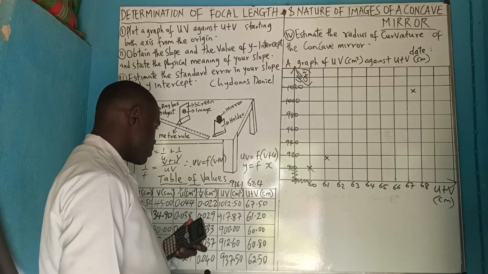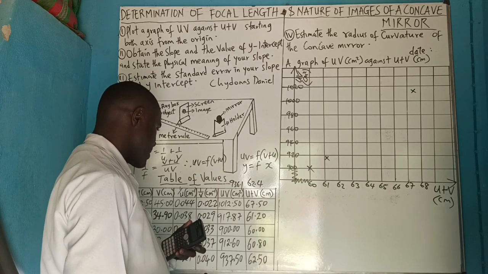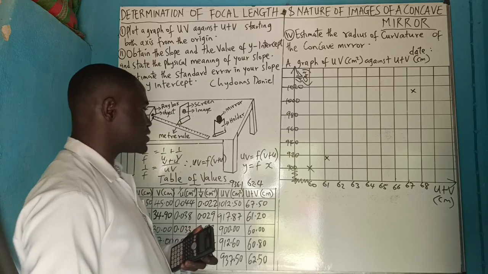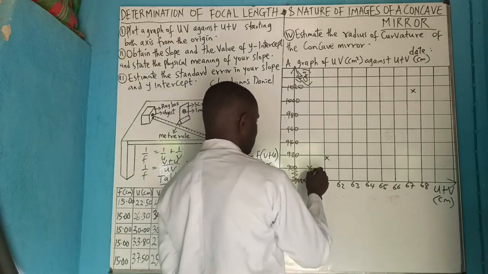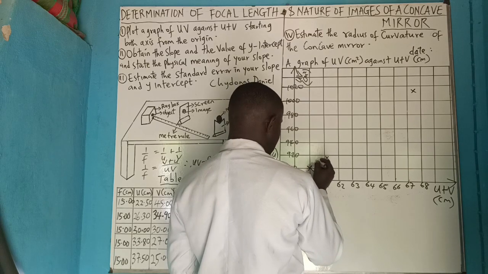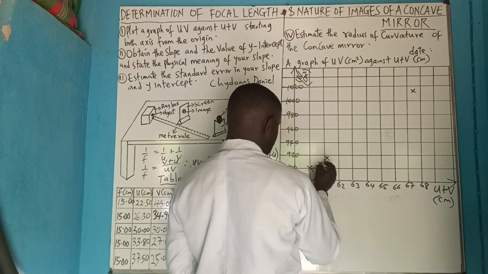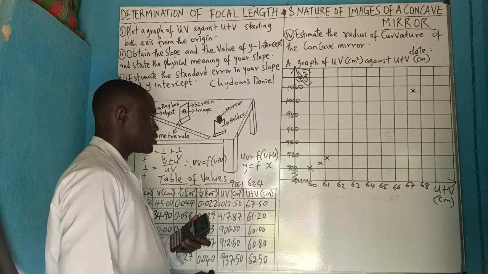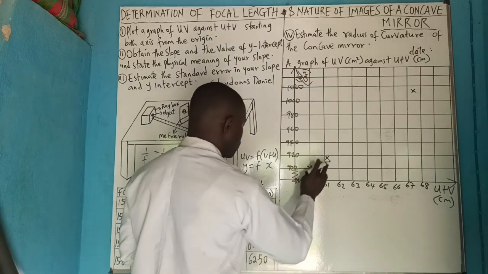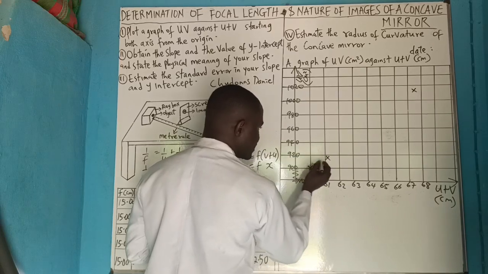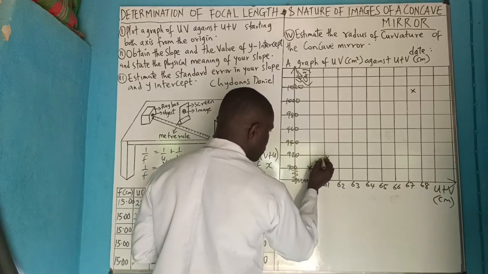Then 912 against 60.8. It should be up, in between this and this 910, so 912.